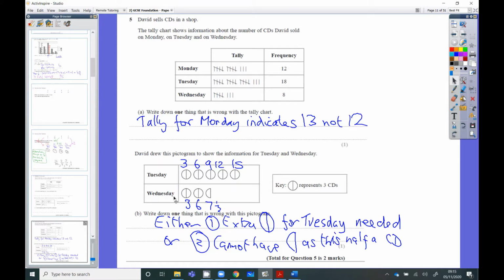Or secondly, we can say that this just can't be possible. A half a circle will be half of 3. That would be 1.5 CDs. So 3 add 6 add 1.5 is 7.5, which is clearly not right. You can't have half a CD. He needed to represent 8, not 7.5.